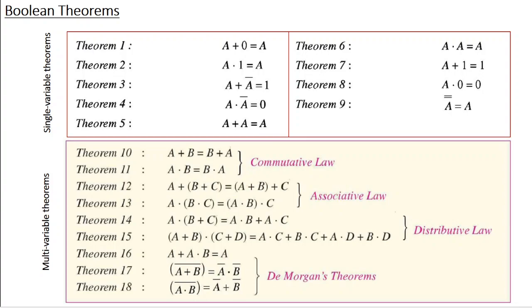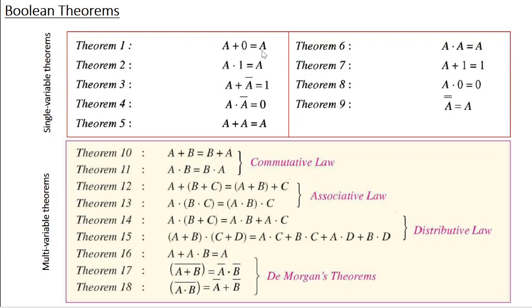There are a set of Boolean theorems which help you to analyze complicated digital circuits or to simplify complicated Boolean expressions. There are 9 single variable theorems and 9 more multivariable theorems. Most of them are pure common sense, so let's go through them one by one pretty quickly. First, let's talk about single variable theorems.